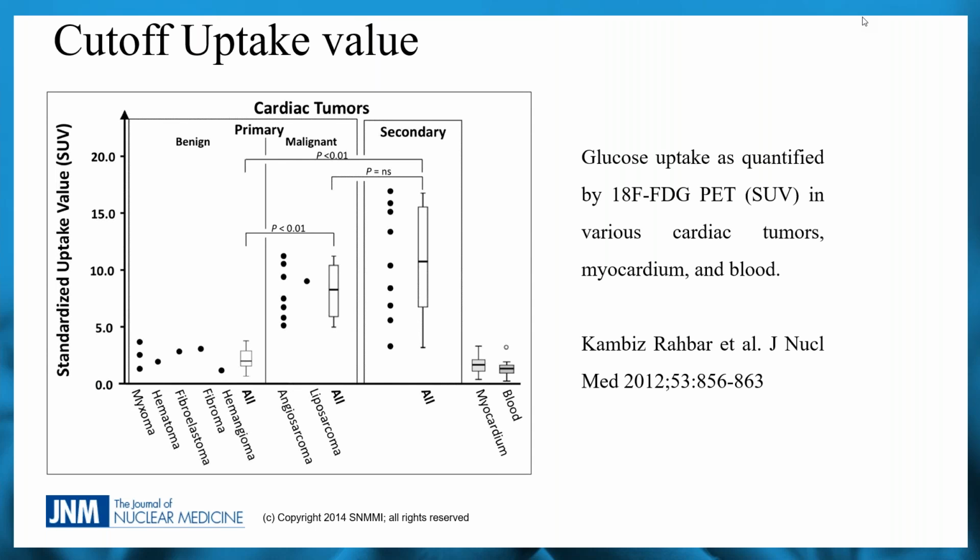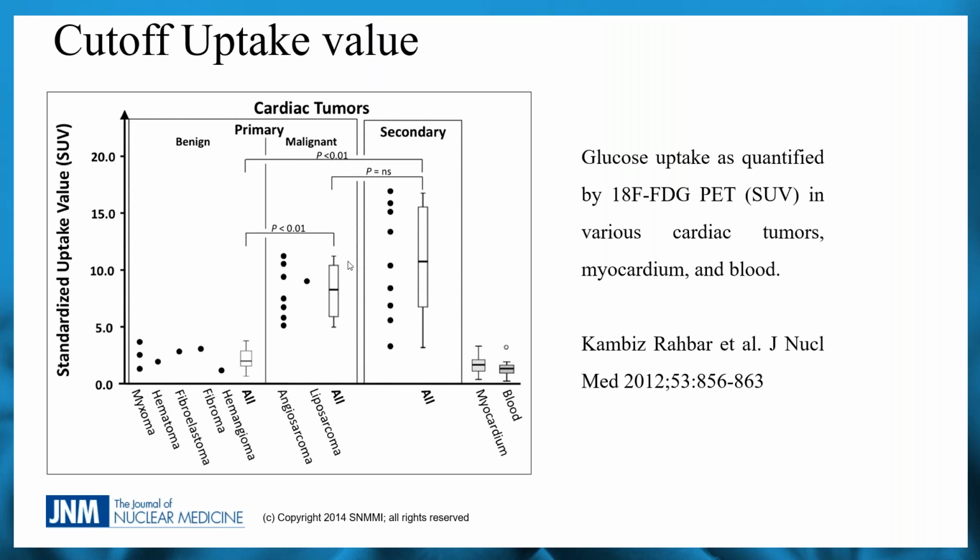Now, in order to validate the FDG PET-CT as a diagnostic test in the approach to cardiac tumors, it's important to establish a cutoff point on the uptake value. Here in this graphic, we see the standard uptake value by the different kinds of tumors, and we see a significant difference between the benign tumors and the malignant tumors in general. And probably around here, 4 to 5, is a good point to establish a cutoff.